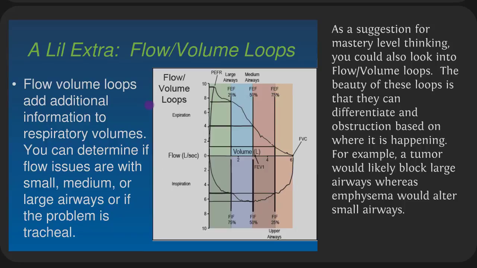As a suggestion for mastery level thinking, you could also look into flow volume loops. The beauty of these loops is that they can differentiate an obstruction based on where it's happening. Where there's a change in a plateau is generally what airway is affected. If there's a plateau, as in this person, in the large airways, then they have an obstruction in the large airways. Whereas if this plateau is down here further, then the problem would be in the smaller airways. It's kind of a cool diagnostic.